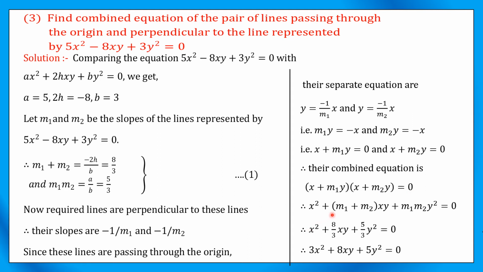Here is x square plus (m1 plus m2) into xy plus m1 multiply m2 into y square. Then put the values of the sum of the slopes, that is m1 plus m2, and m1 multiply by m2 from equation 1. We get x square plus 8 divided by 3 into xy plus 5 divided by 3 into y square equal to 0. Multiply with 3, we get 3x square plus 8xy plus 5y square equal to 0. These are the required lines.